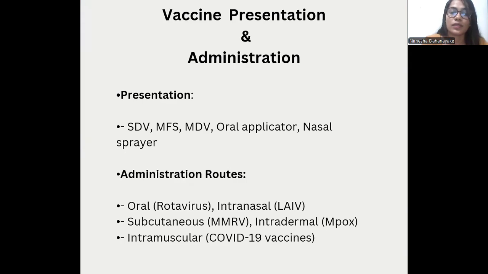Vaccines come in different forms and they are given in different ways. Vaccines are presented as single-dose vials, pre-filled syringes, or multi-dose vials. They can also be administered orally or nasally. For example, rotavirus is given orally, influenza intranasally, MMRV subcutaneously, and COVID-19 vaccines intramuscularly.